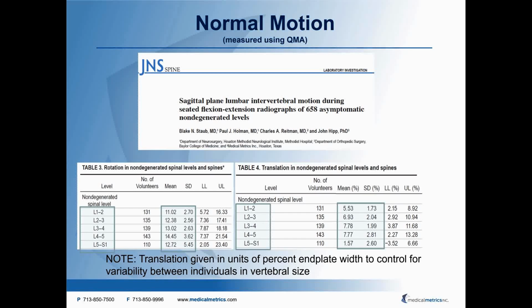It is critical to use the same measurement technology for both patients and the control population. There are significant differences in motion between levels, so it is necessary to define normal in a level-specific manner. For example, data for L2, L3 should not be used to define normal for L4, L5. Note that the translation measurements are expressed as a % of end plate width. That accounts for the variability in vertebral size between individuals.